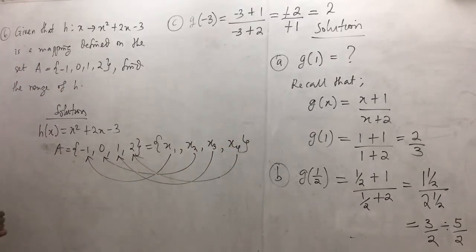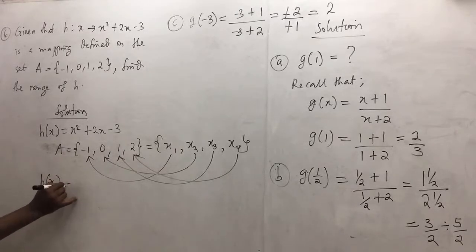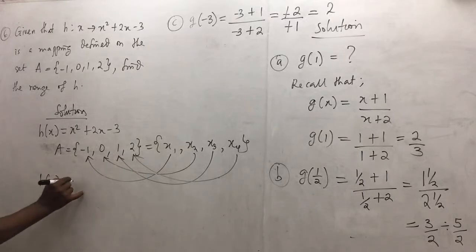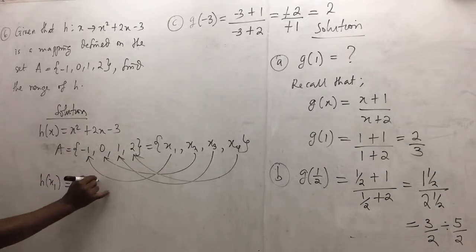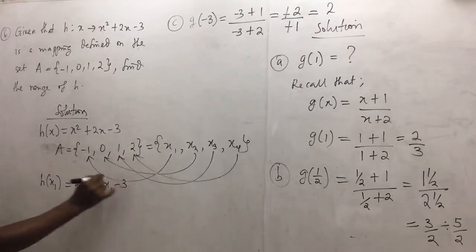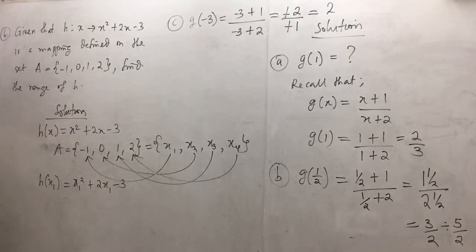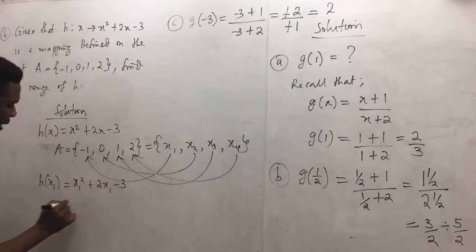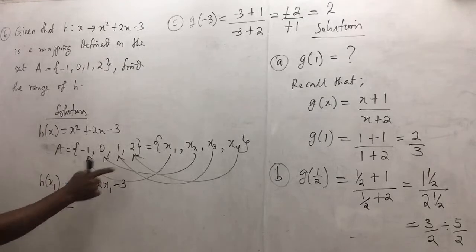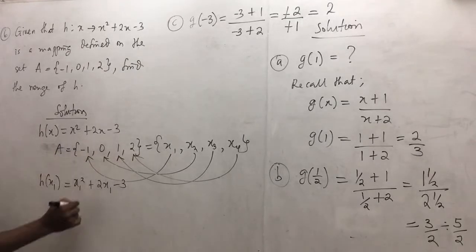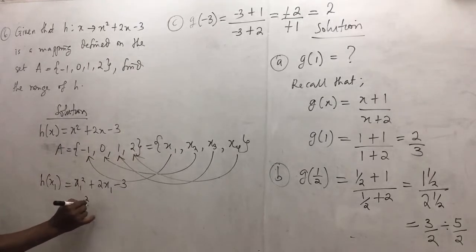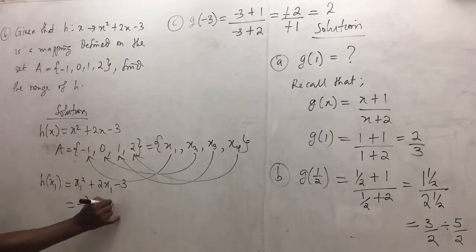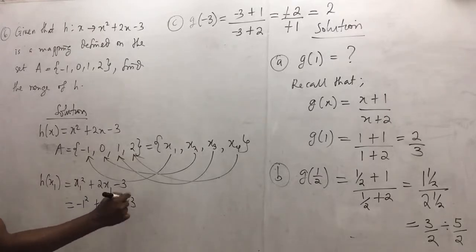Okay? Now, it means you have to find h of x1. What is h of x1? It will be x1 squared plus 2x1 minus 3. It will follow the same pattern of the function. So, what would that give us? What is x1, guys? It is minus 1. So, I'm going to put here minus 1 squared plus 2 times minus 1 minus 3 and simplify.